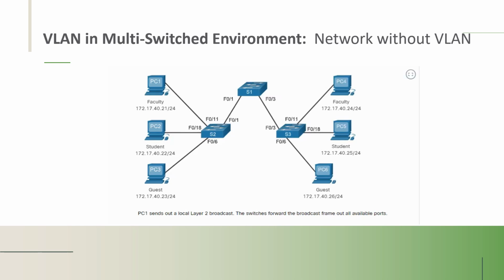Let's see. PC1 is sending the broadcast, and as you can see, all the devices in the network will receive that broadcast because switch 2 will forward it out of all its ports except the port F0/11 where the frame came in.